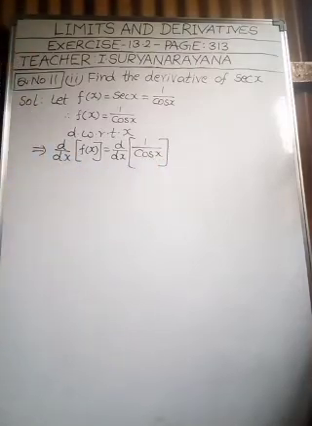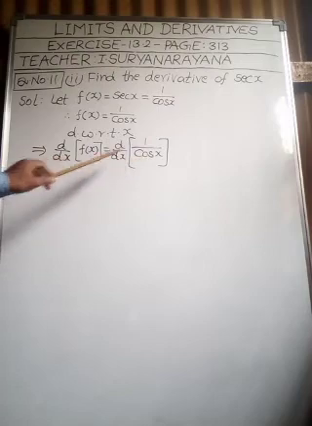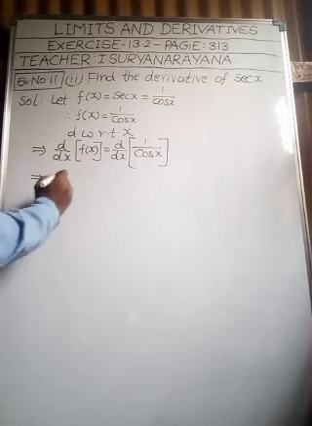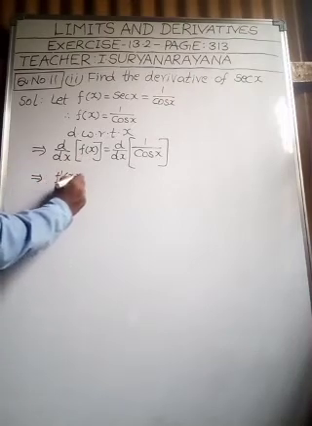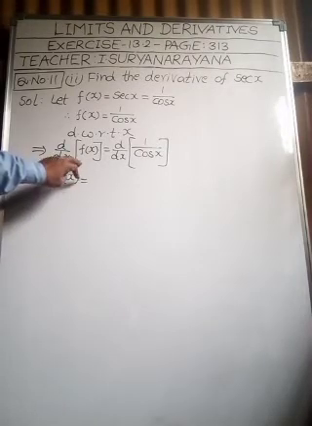In this step, I wrote the differential operator d by dx on both sides. Okay, my children, understood this step? How do you write d by dx of f of x? Yes, this can be written as f dash of x. That is nothing but the derivative of f of x. This also denotes the derivative of f of x.